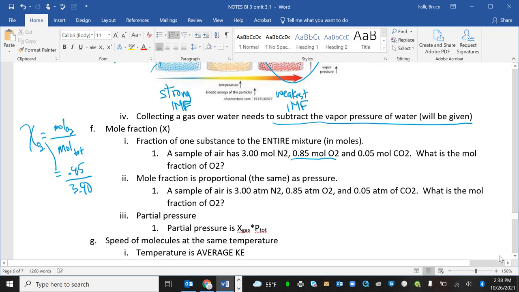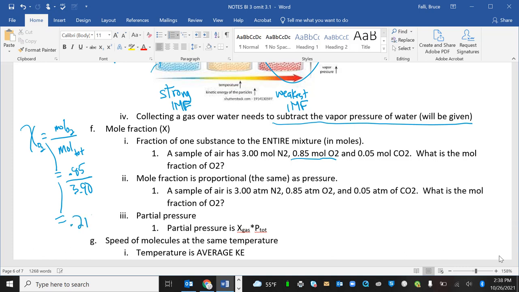I have to admit, my calculator has run away from me, so I'm going to ask Siri. I hope she's right. What is 0.85 divided by 3.90? And that is 0.218. Now, mole fraction has no units, okay? It is unitless.